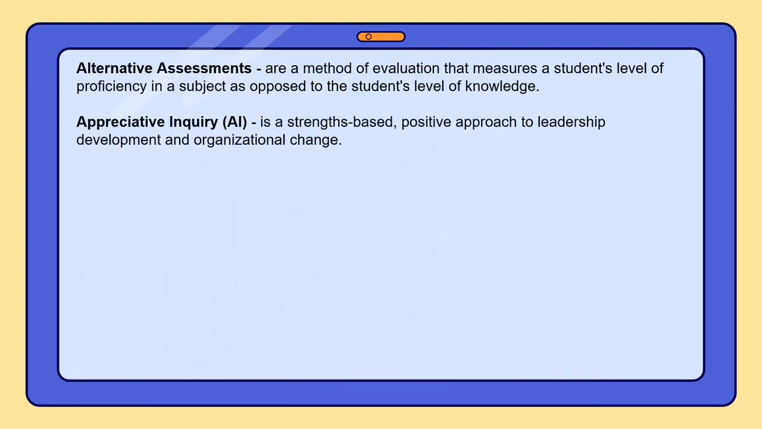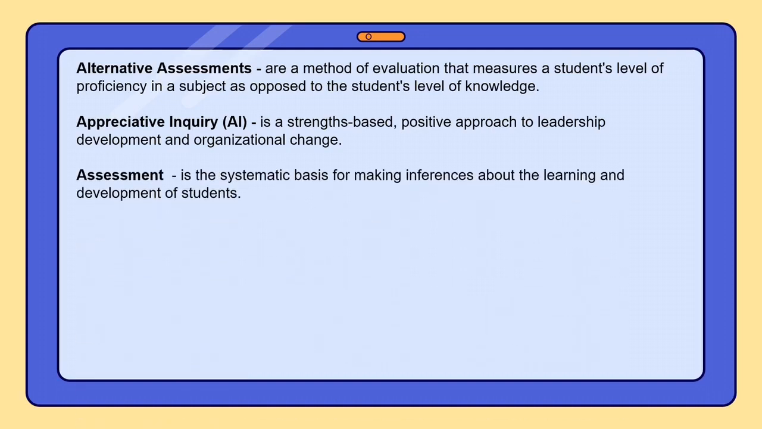Another one is appreciative inquiry or AI. It is a strength-based positive approach to leadership development and organizational change. It can be used by individuals, teams, organizations, or at the societal level. In each case, it helps people move toward a shared vision for the future by engaging others in strategic innovation.